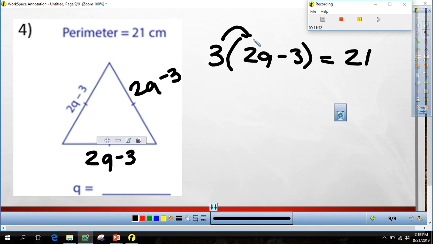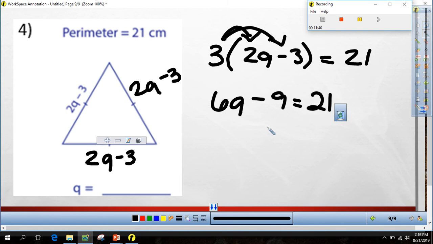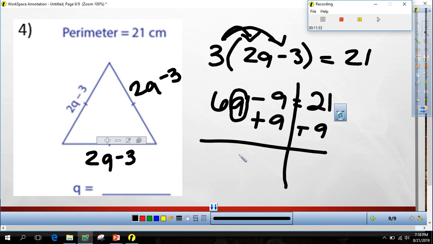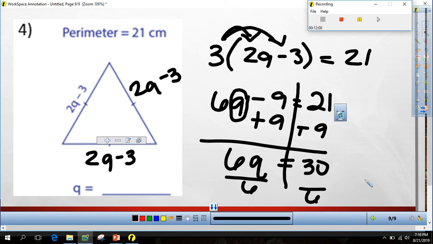When I pass that out, 3 times 2 is 6q. 3 times a negative 3 is minus 9. That's that same 6q minus 9 that we got in the problem just before when I talked about combining like terms. So I'm getting this q by itself. That q is attached to the 6, so we're going to peel back the layer of the 9 first. By adding 9 to both sides, I get 6q is equal to 30. Divide both of those sides by 6, and get q is equal to 5.